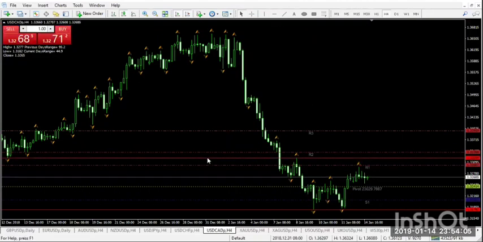Then I look at these lines to see if I have pivots. So that I know when I should exit the market. So then I will sell again there. That's what you should do as well.